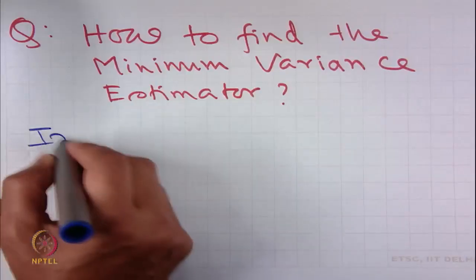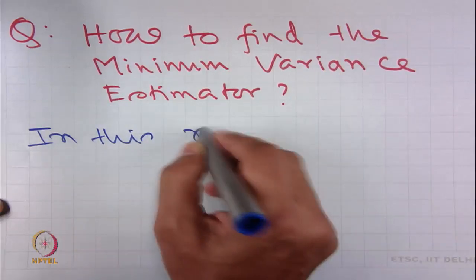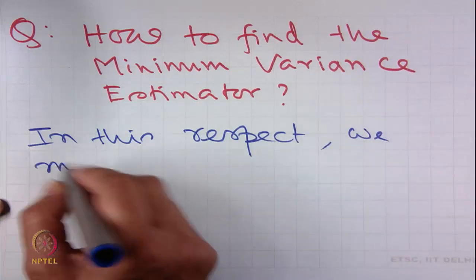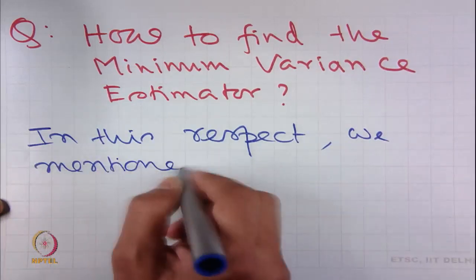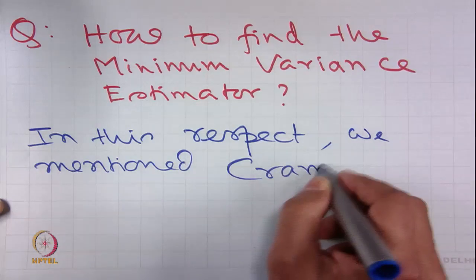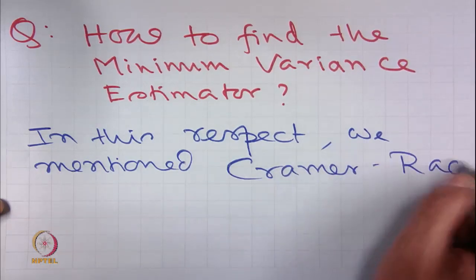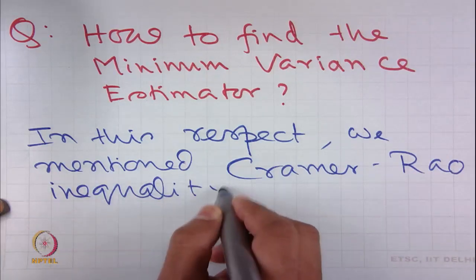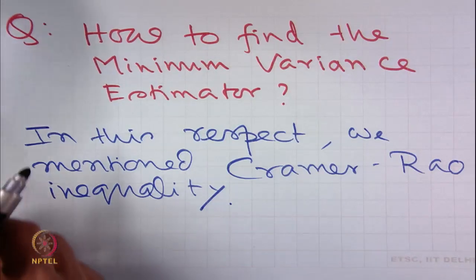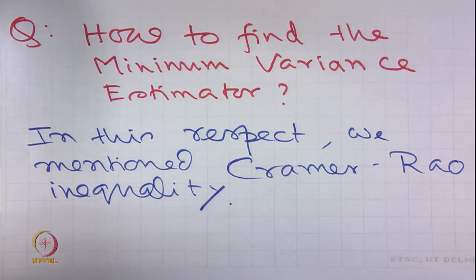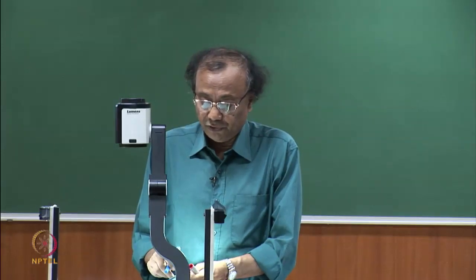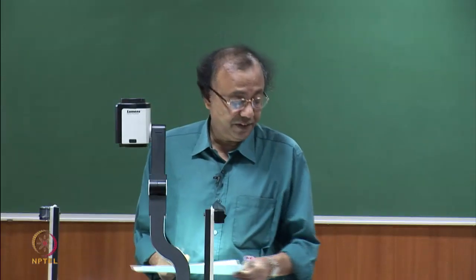In this respect, we mentioned the Cramer-Rao inequality. This is not for all the classes of estimators. This is applicable to a restricted class of estimators, but still it is very, very useful for statistical inference.